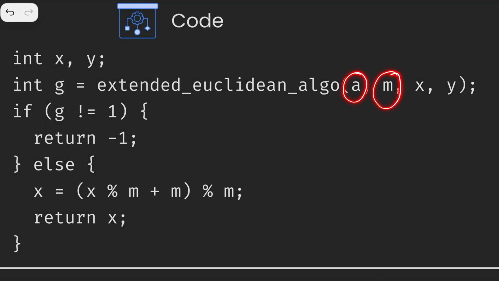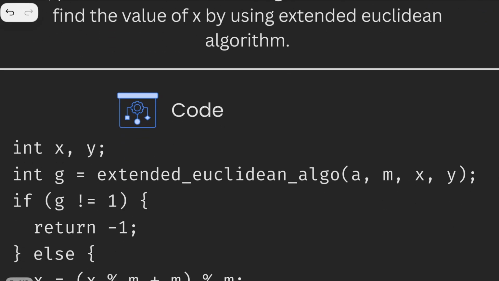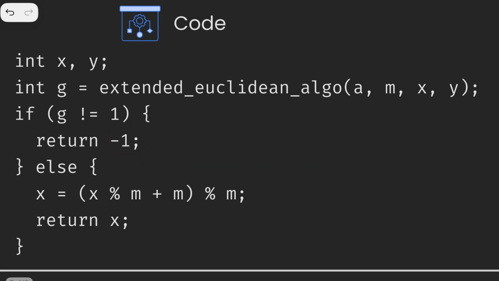You have a, you have m. Extended Euclidean algorithm will provide you the g, that is the GCD, and also the x and y values. So it will give you g, y and x values, right? So let's check whether g is 1 or not. Remember, g needs to be 1 to have the solution. If not, then we are just going to return -1. That means the solution doesn't exist. Else, we are going to return x.